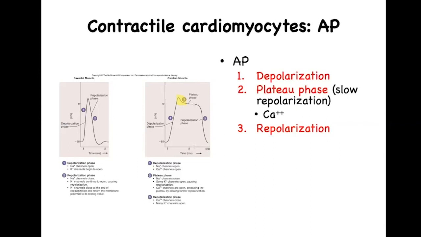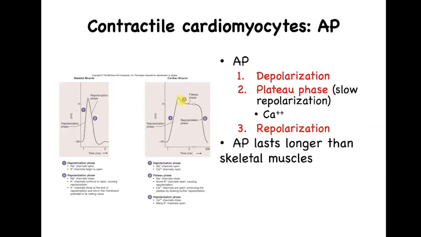And then at the end of the plateau phase, the calcium channels close and the rest of the potassium channels open up, and that leads to repolarization. And this is due to the efflux or the exit of potassium. So the membrane is moving toward becoming more negative, and then you're going to return it back to the resting membrane potential. So why is that plateau phase important? That plateau phase will extend the period of the action potential. So we're going to have a longer action potential in cardiac muscle cells compared to skeletal muscle cells.